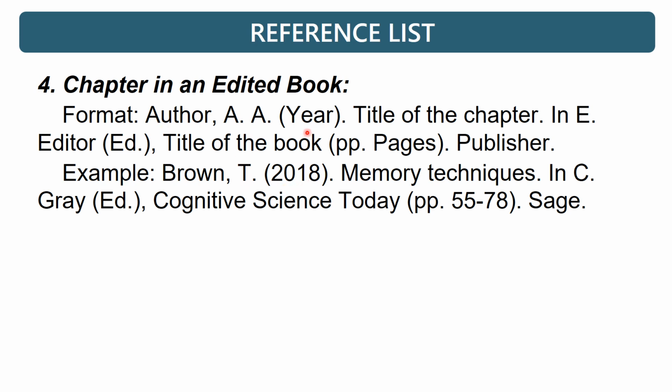2018 is the year, title of the chapter is Memory Techniques, and here's the editor's name. C. is the initial, and Gray is the last name, and then ed., and title of the book is Cognitive Science Today, then pp. pages are 55 to 78, and the publisher is Sage.